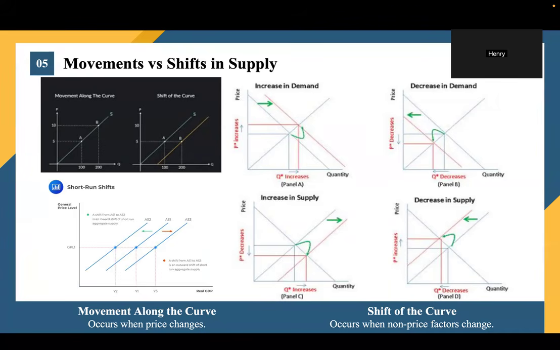Now, we must clearly distinguish between movement along the supply curve and shift of the supply curve. Movement along the supply curve occurs when price changes. For example, if price increases, firms move up the curve and supply more. Whereas for the shift of a supply curve, this occurs when non-price factors change. For example, changes in costs, technology, or regulation. This distinction is essential for accurate analysis.